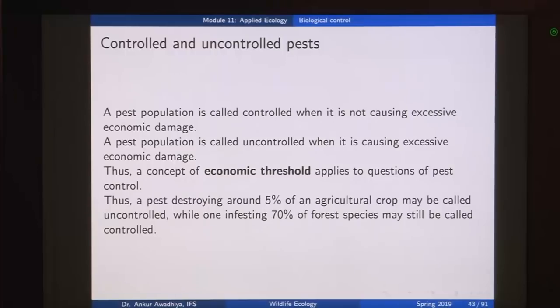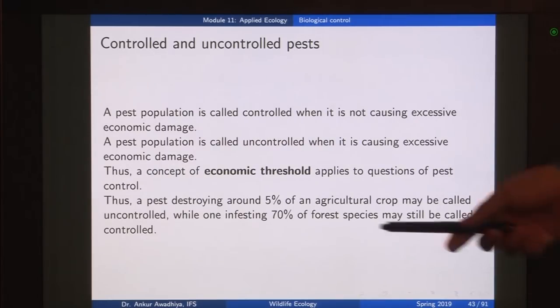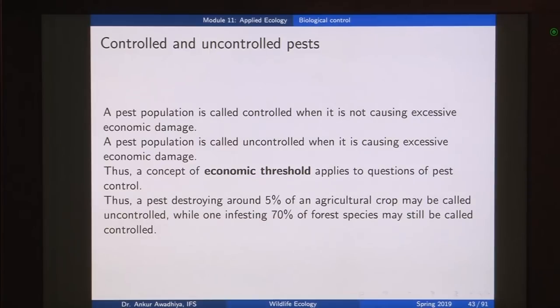Now, this brings us some paradoxical situations, such as if you have a pest that is destroying around 5% of an agricultural crop, you will start calling it an uncontrolled pest. When we are talking about especially fruit trees, if you have an apple orchard and there is a pest that has infected say 10% of the fruits, you will say that yes, this pest is an uncontrolled pest, we need to do something about it, because a 10% economic loss is a very big loss for a farmer. Whereas if you have a similar pest that is infesting say 70% or even 90% of some particular forest species, and probably it is leading to very heavy damage to all the leaves, you will still call it a controlled pest, as long as the damage that it is causing economically is not very high.